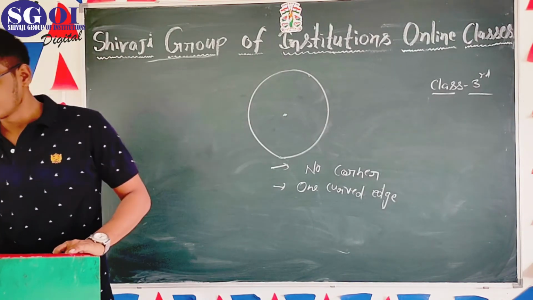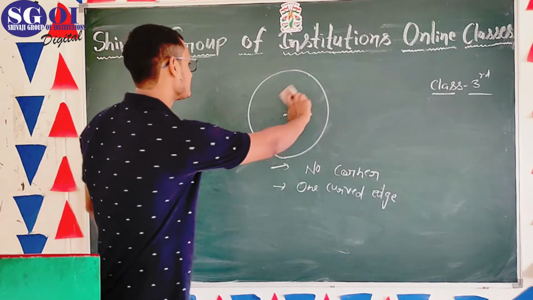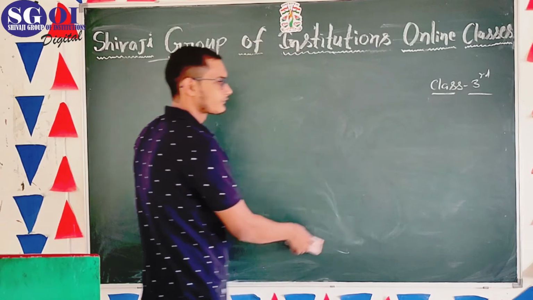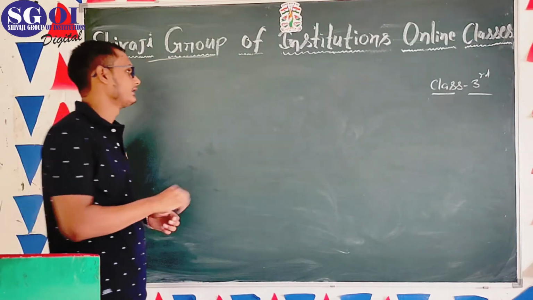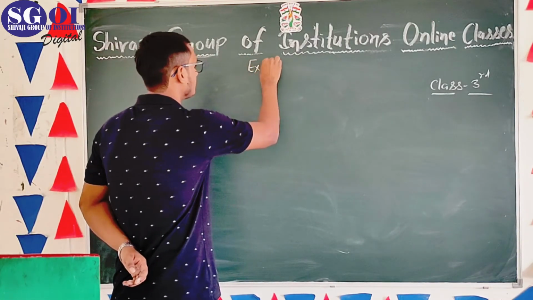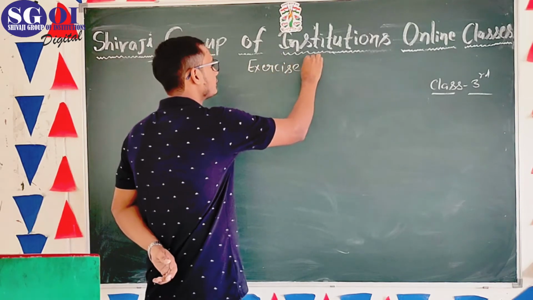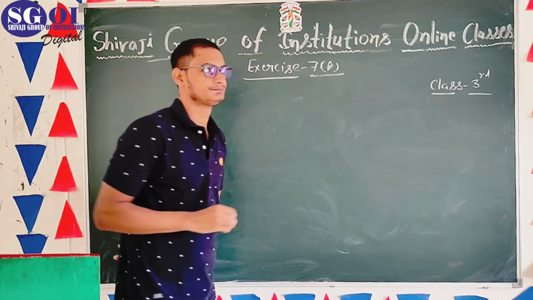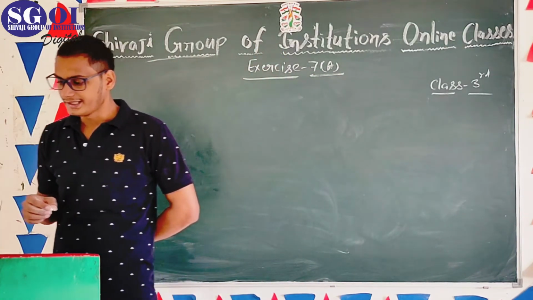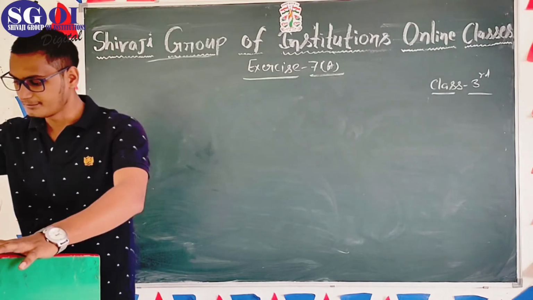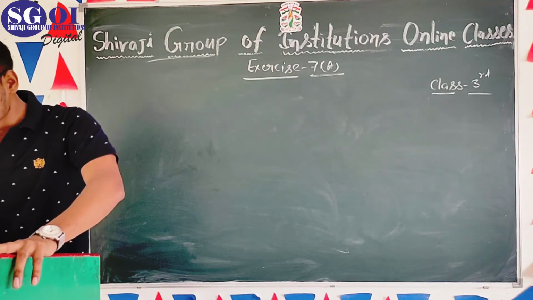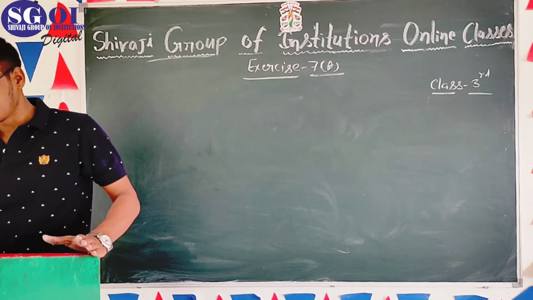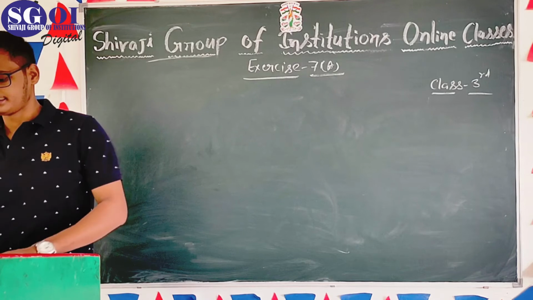So today we will start our first exercise, Exercise 7A. Take out your book and open exercise 7A. Question number A. Some of the road signs have basic shapes. Write the name of the shape below each by using the letter S or T or C.